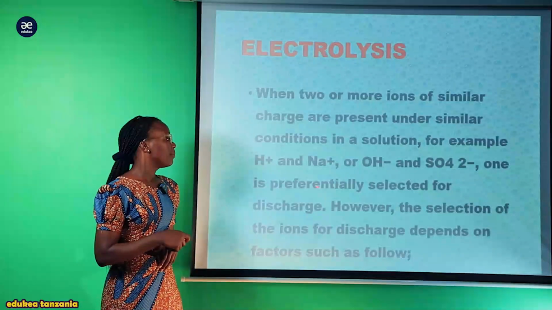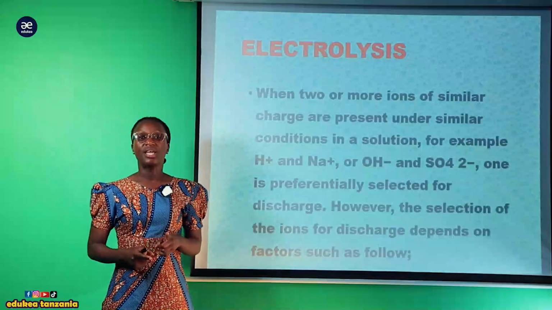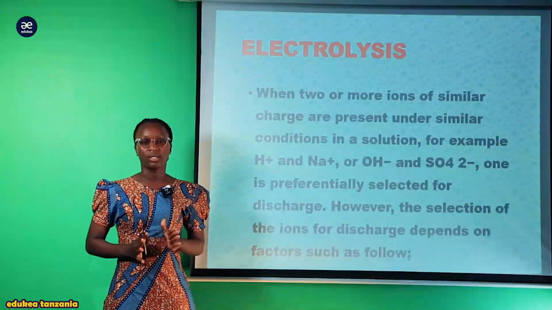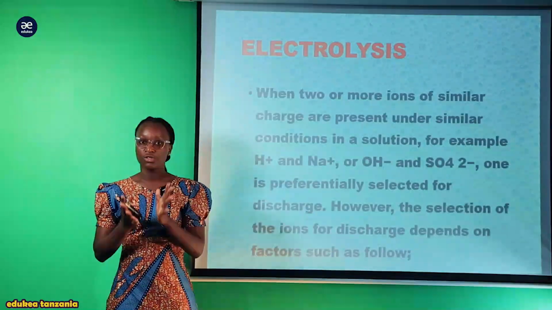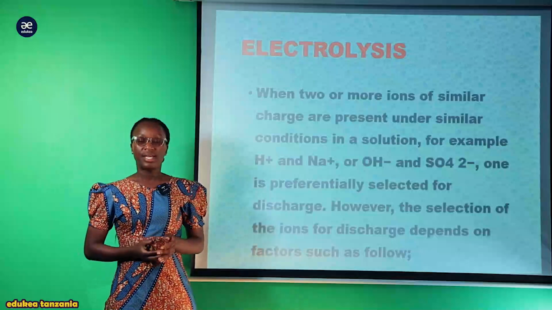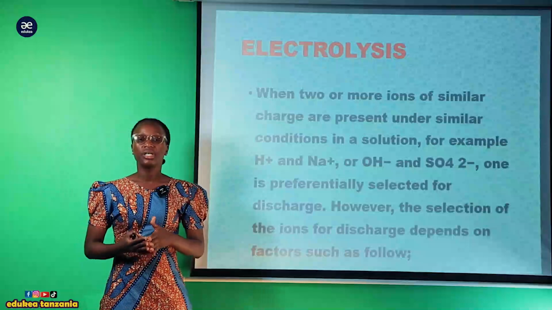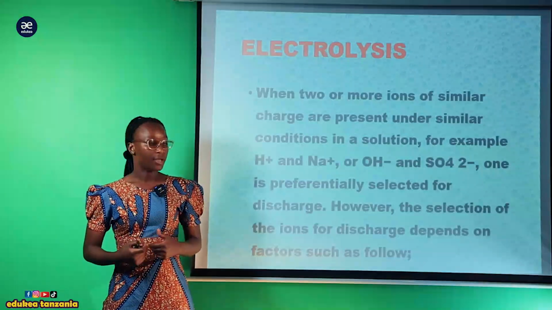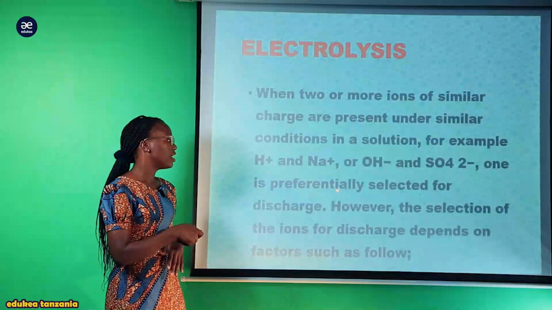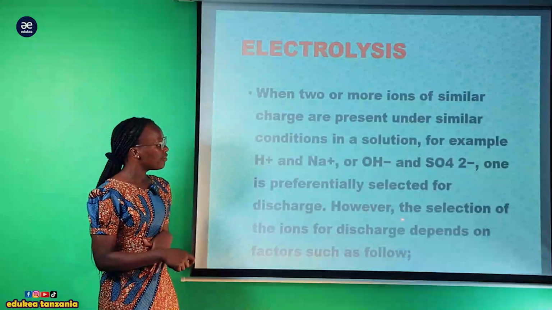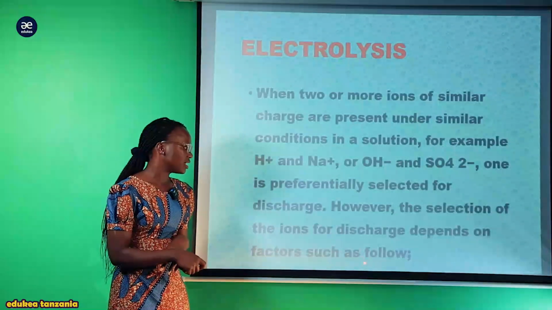Now one is preferentially selected for discharge, kwamba inayotakiwa iwe discharged is only one at each electrode. Kama ni kwenye cation, inatakiwa iwe discharged maybe ni hydrogen or sodium ions, na vile vile katika anion maybe ni OH, hydroxyl or sulfate ions. So hapa ndo tunakuja kuconsider hizi preferentially selected for discharge. However, the selection of the ions for discharge depends on factors such as the following.